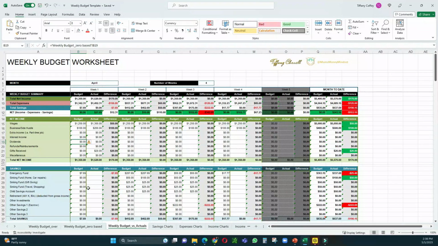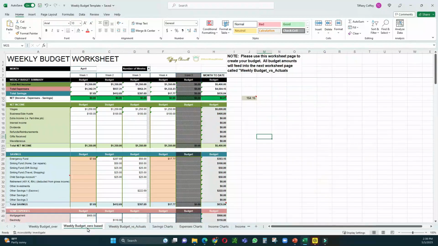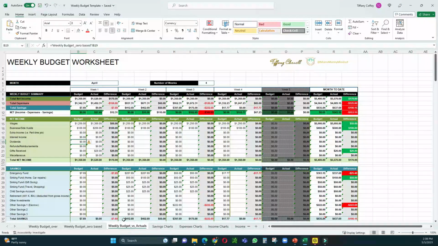So whenever you're going in to enter your budget, go to this weekly budget zero base, start entering your budget here. And then when you do that, those numbers will feed over into the weekly budget versus actual spreadsheet. And you will only be concerned with entering information in the actual column. Don't worry about entering anything in difference. That will be calculated for you based on what you entered in actual and what you put in this weekly budget zero based spreadsheet tab.